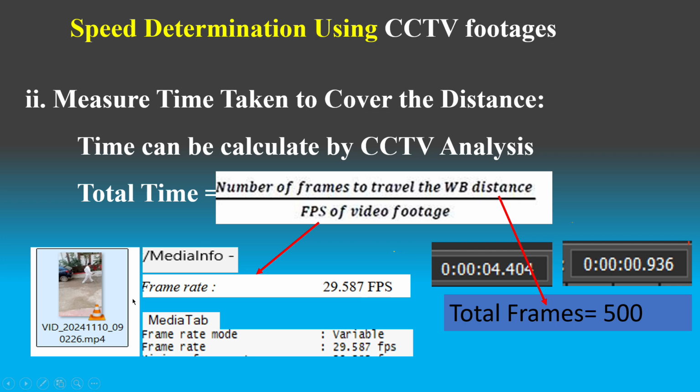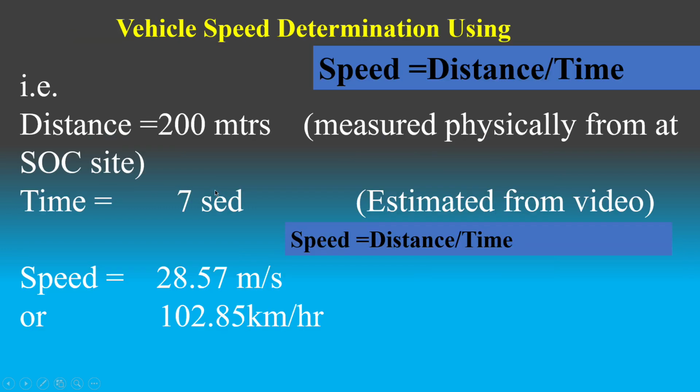So in this case, suppose this is a video, the frame rate came 29.587. I have checked with two different software, MediaInfo and MediaTape, and the frame rate came the same. So this means this video has the frame rate 29.587. In such a way, you can calculate the time taken by the vehicle in movement from point A to B. Then you can apply this simple formula, distance upon time.